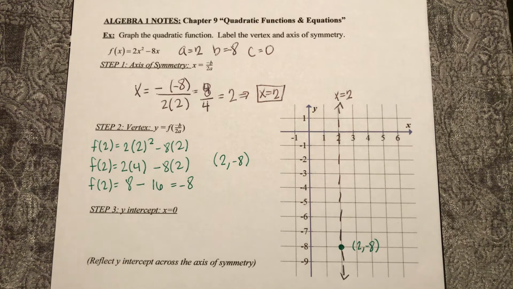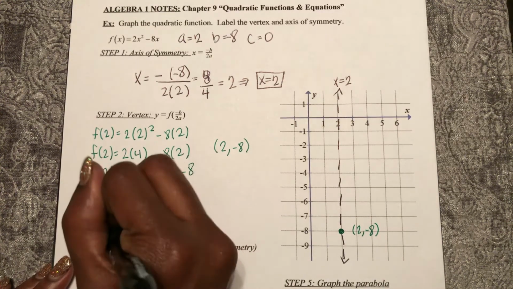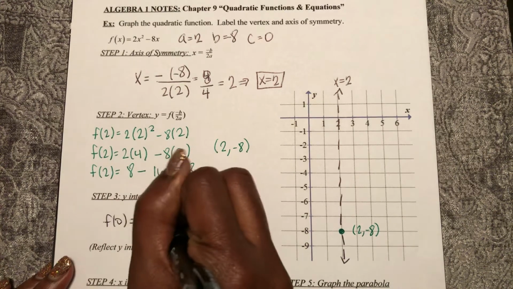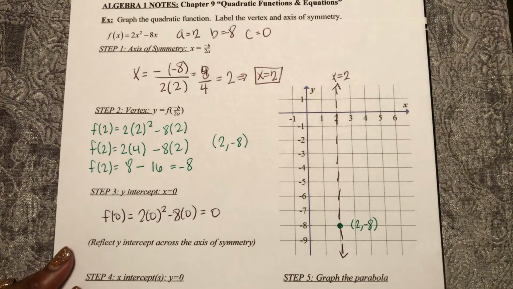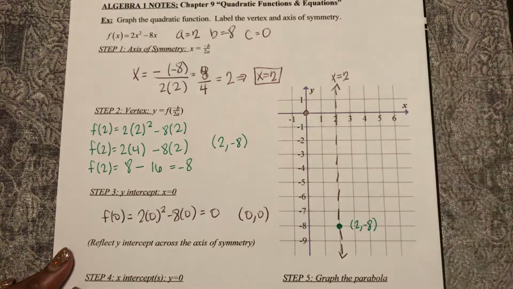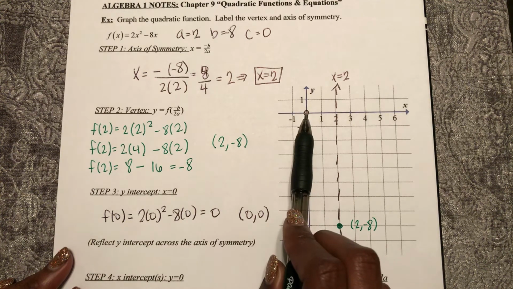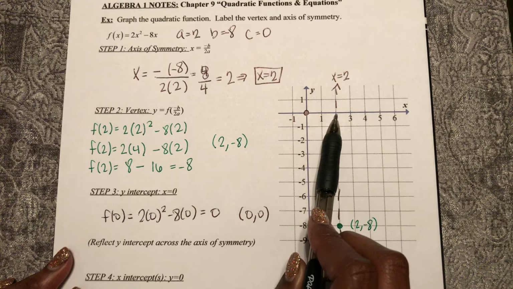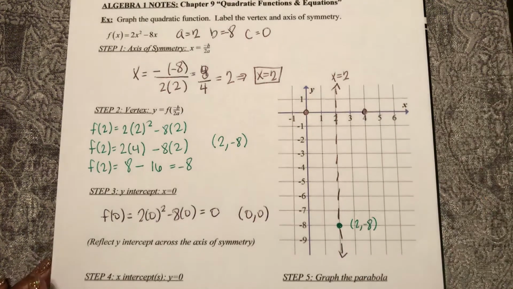So now I need to find my y-intercept, and that's when x equals 0. So f of 0 is 2 times 0 squared minus 8 times 0, which is 0. So my y-intercept is the point 0, 0. So now we can use symmetry to reflect this point across the axis of symmetry. So here's my y-intercept. It's 2 away from my axis of symmetry. So I'll reflect another point 2 equidistant on the opposite side of that line.